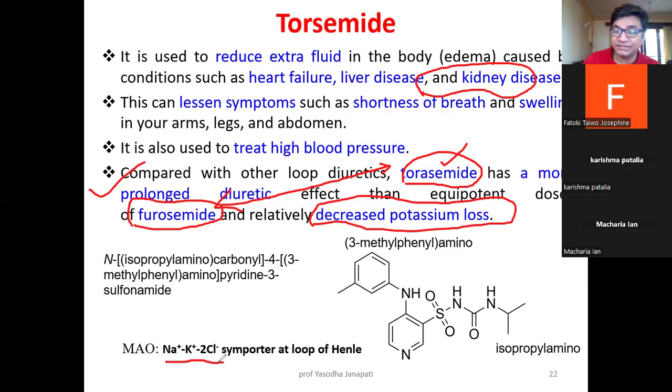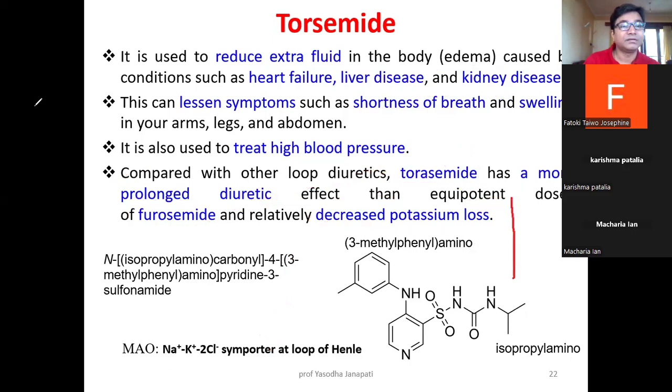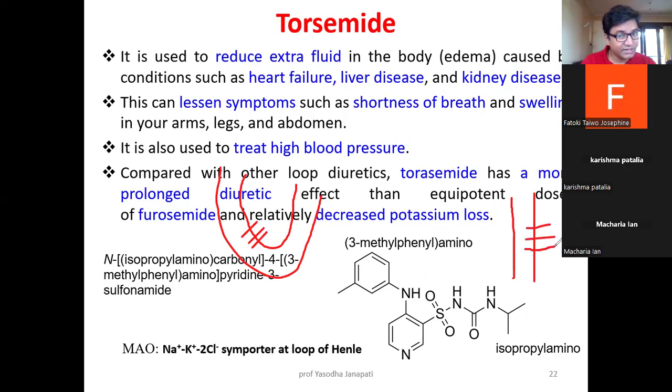Here, the mechanism of action is the sodium potassium 2 chloride symporter. Please consider this is a lumen, the lumen of the nephron. Now what happens at the loop of Henle? Here all the sodium, potassium and chloride are reabsorbed. And we are calling it a symporter. Symporter means all the ions will move in one direction.